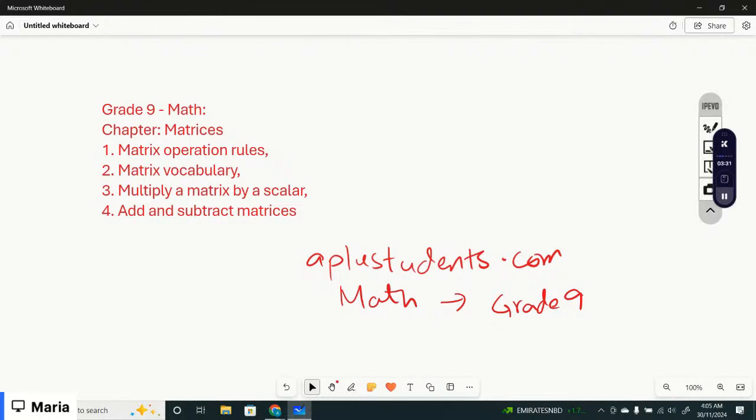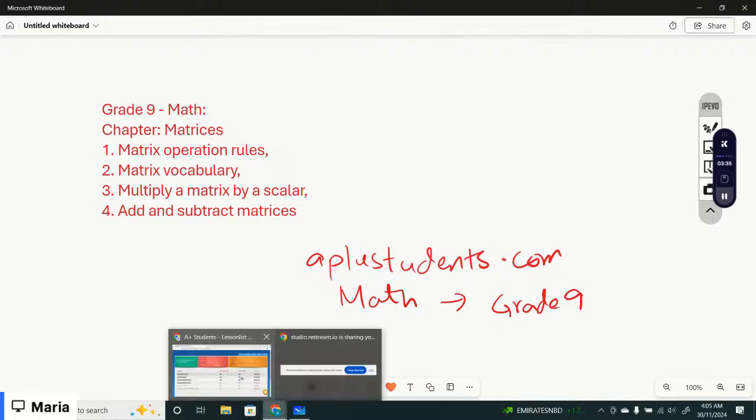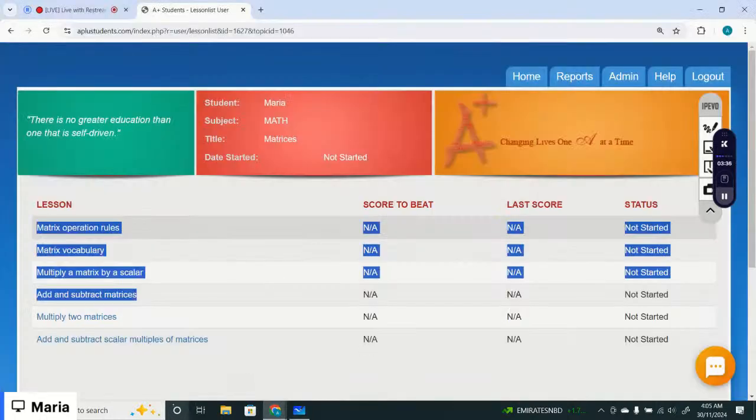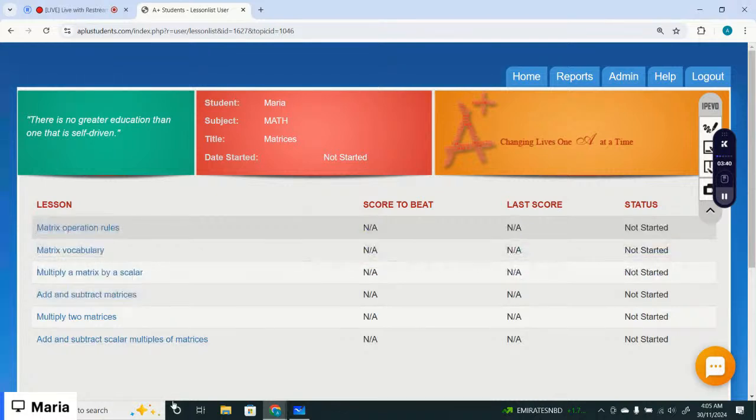So please make sure you have your notebook and pencil so that you can note down the important examples and definitions as well. Let's just start with the first lesson, that is matrix operation rules.